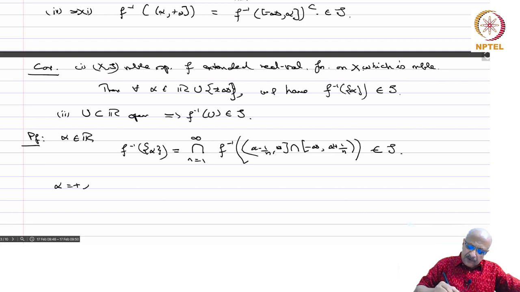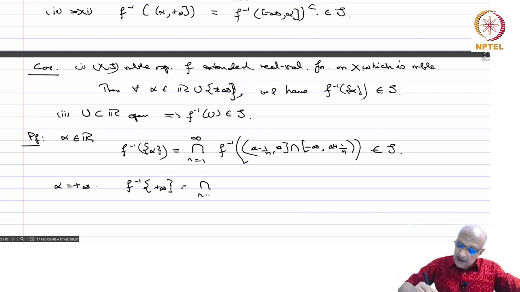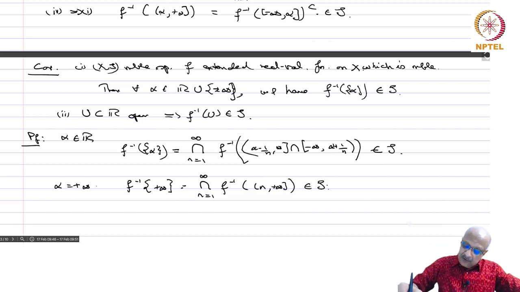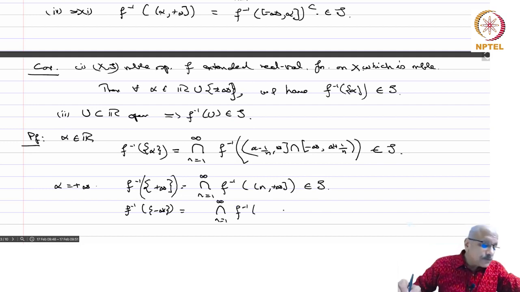If alpha equals plus infinity, then f inverse of plus infinity equals the intersection, n equals 1 to infinity, of f inverse of (n, plus infinity), and again this belongs to S. Similarly, f inverse of minus infinity equals the intersection, n equals 1 to infinity, of f inverse of (minus infinity, minus n), and again this belongs to S.